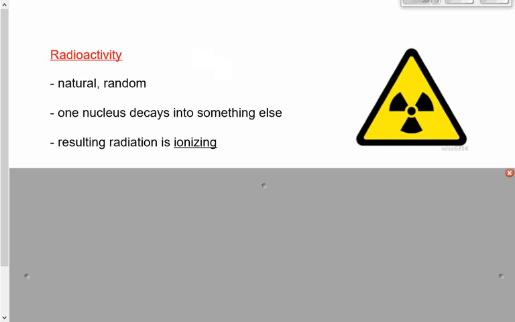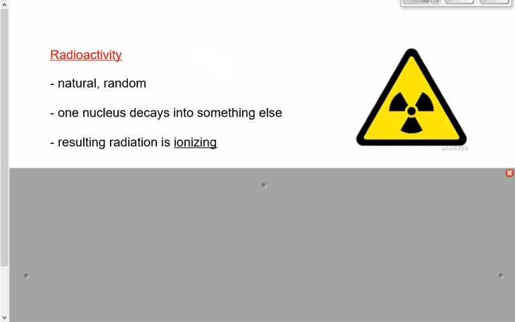We don't make it happen. It is a random process. We don't control when it happens. It's just a natural random process whereby a nucleus changes into something else. And as it does that, it produces radiation that is ionizing, that turns atoms into ions, which sometimes can be a good thing too, but oftentimes is a bad thing.